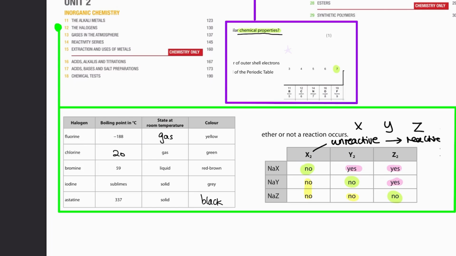And then what do the pink yeses mean? It means, yes, there is a reaction because Y is more reactive than X, therefore it will displace X. Similarly, Z is more reactive than X, therefore it will react. It will displace X. So make sure you can understand this table.